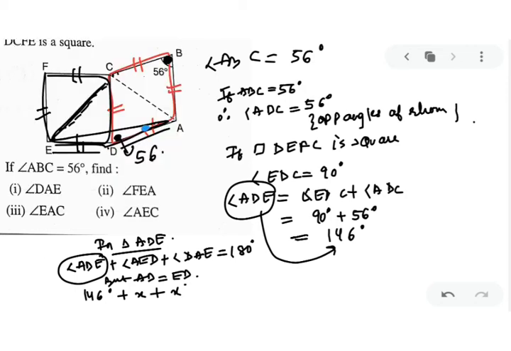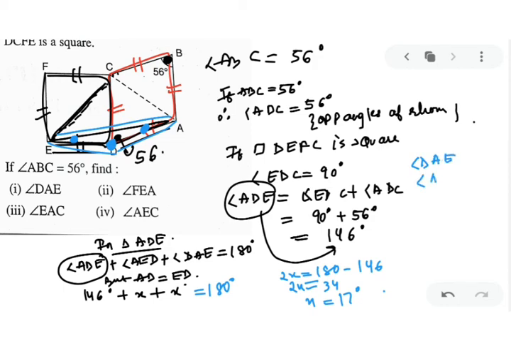I'll mark this as blue so you will understand. So in this triangle, the base angles are x and x and the central angle D, we found as 146. From there, 2x is equal to 180 minus 146, that is 2x is equal to 34 and x will be equal to 17. So you got the value of DAE, or you can say angle AED, as 17 degrees. Okay, so you got this.